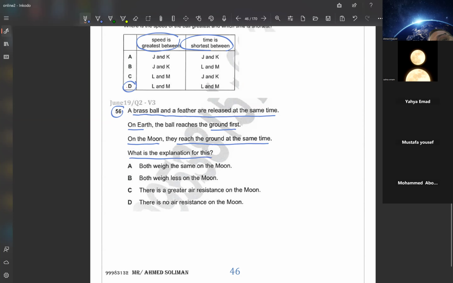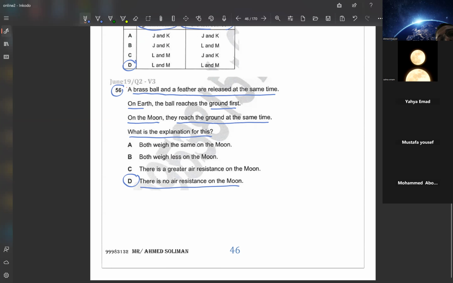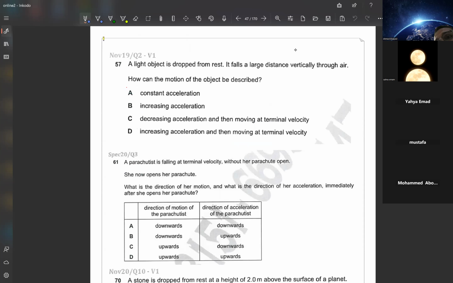Tell me why this happened. There is no resistance on the moon. Yes, because there is no air on the moon. There is no air resistance on the moon, which is correct. This is why we said the heavy object and the light object will reach the ground at the same time if we don't have air resistance. Okay, thank you. But I have a question. Don't they also weigh a lot less on the moon?